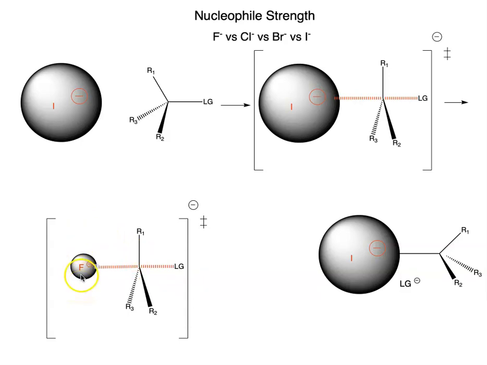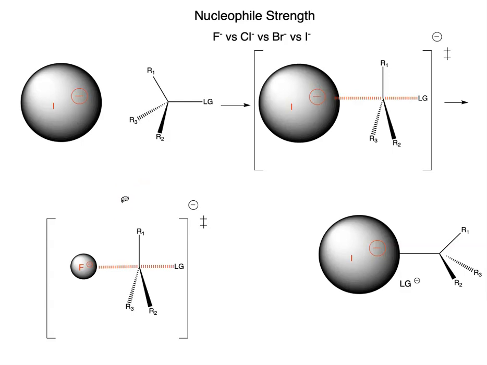That means that the transition state energy for the reaction involving fluoride is going to be lower than the transition state for the reaction involving iodide. Therefore, fluoride is going to react faster, iodide is going to react slower, if all other things were equal.